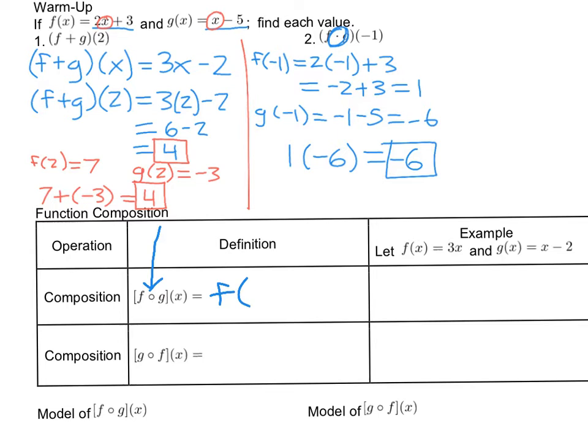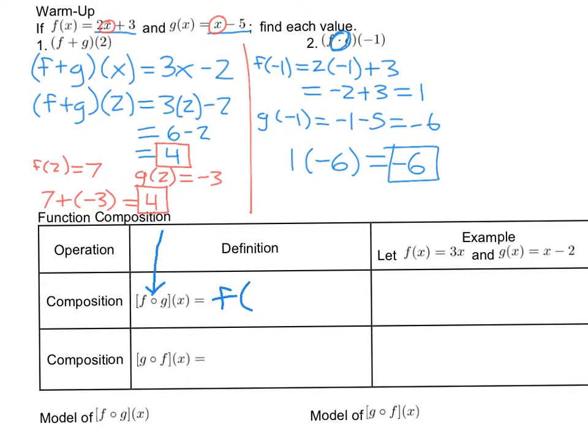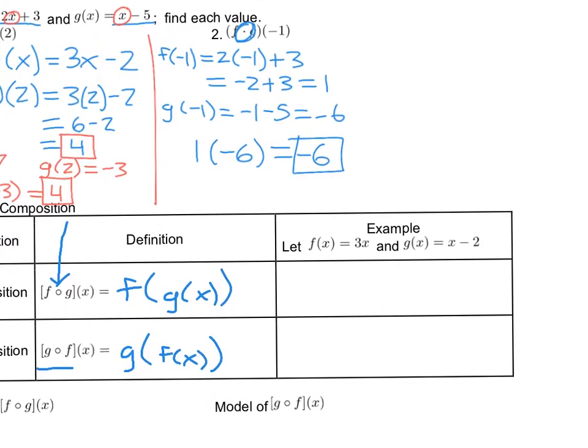So instead of f of x, I'm going to plug in g of x where the x usually is. So g of x is taking the spot of x in the f equation. And so for the one underneath, this is g compose f of x. So normally we would write g of x, but f of x is taking the spot of x in g of x. Alright, it's a lot easier if you actually have an expression.